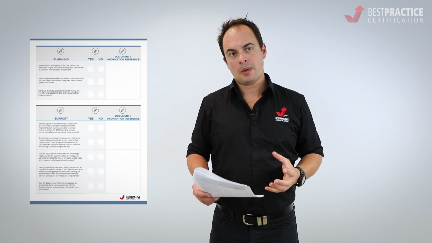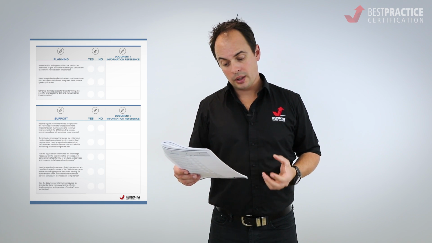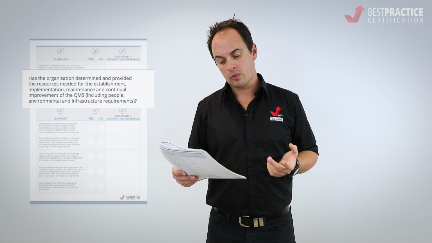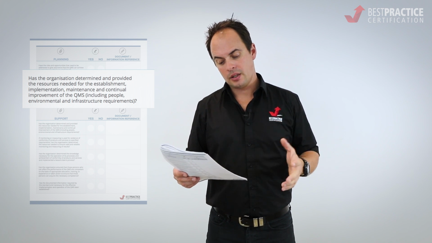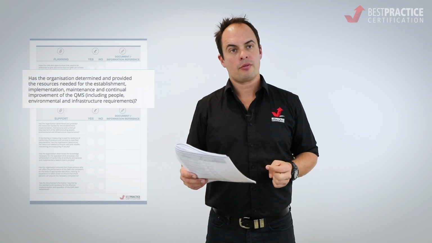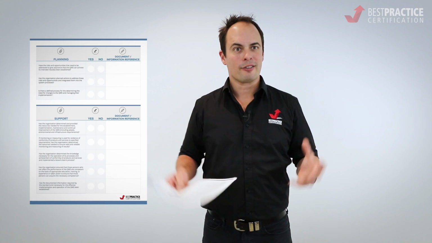Now, moving into the next part of the checklist, we're talking about support, and we've got a couple of questions here. Has the organisation determined and provided the resources needed for the establishment, implementation, maintenance and continual improvement of the system, including people, environmental and infrastructure requirements? Now, this is like all the ingredients. Have you got all the ingredients to make your amazing chocolate cake?